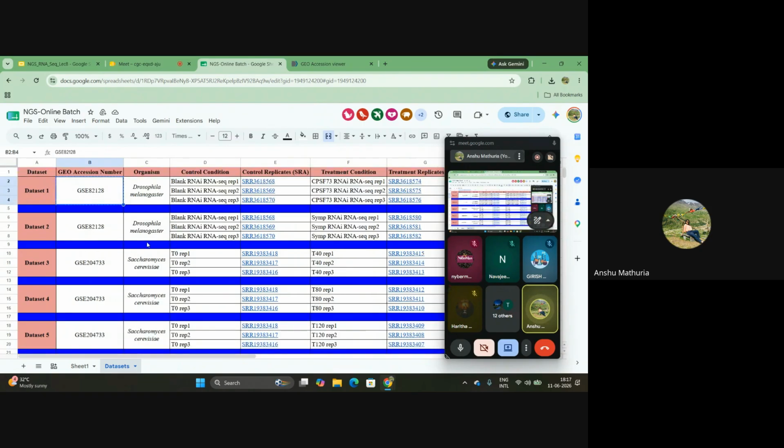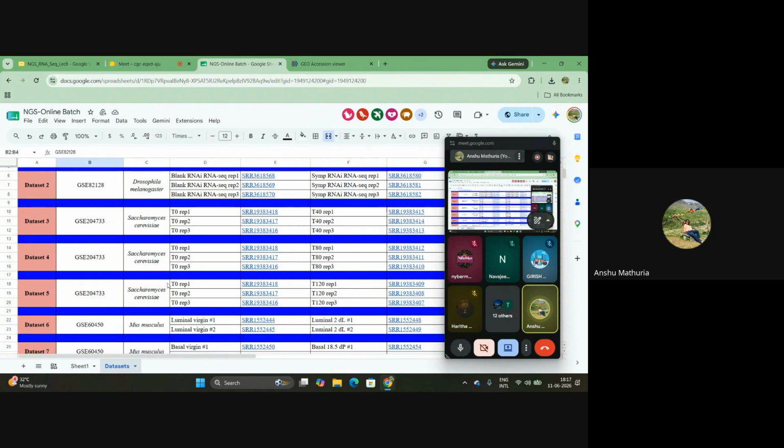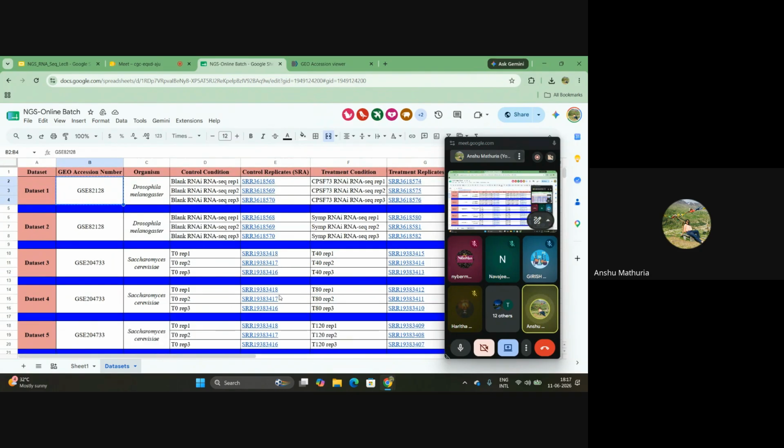Similarly, for both Drosophila and Saccharomyces, the GEO accession number is there, so you can access all the data sets. All the FASTQ files have been hyperlinked, so you can directly hover over it and download the data sets. Is it clear?